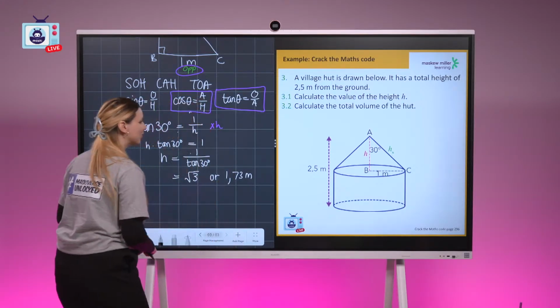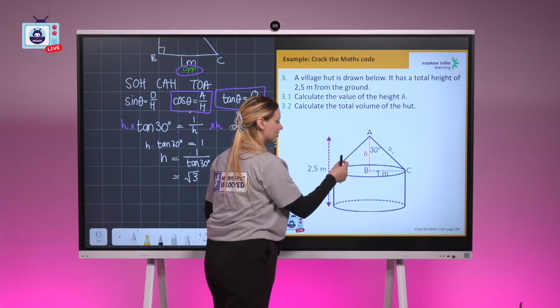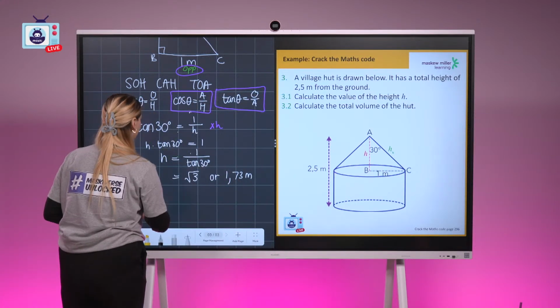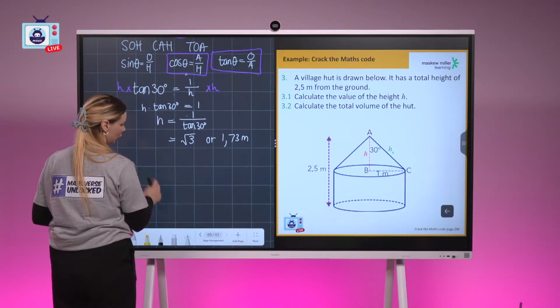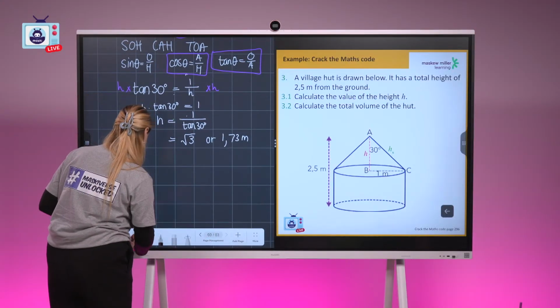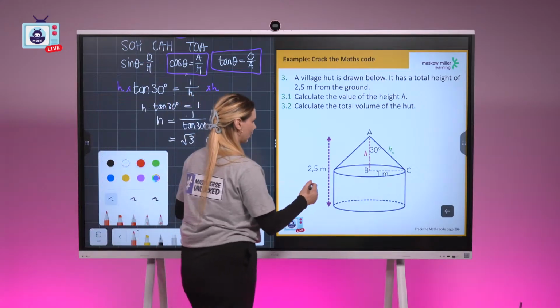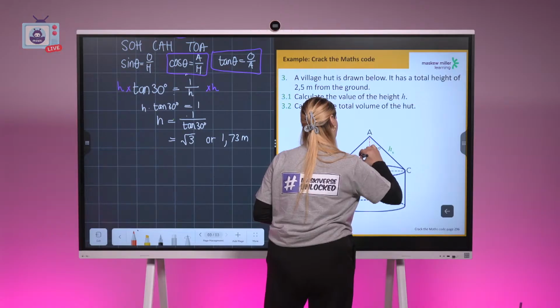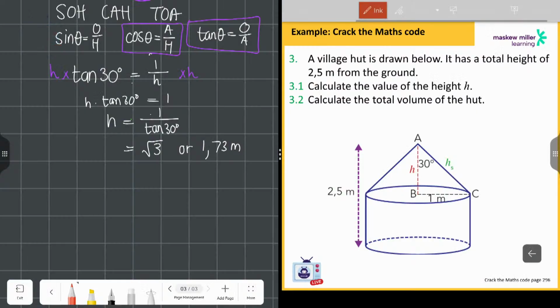So now we have to work out the volume of the cone as well as the volume of the cylinder. So let us work out the volume of our cone and the volume of our cylinder. Let me just write in the dimensions that I have. The height over here is 1,73. It is good to write and annotate on your diagram once you have units and measurements and dimensions. It really, really helps when working out further questions.